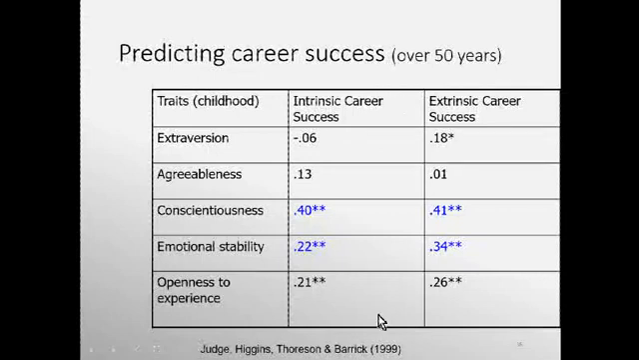So, let's look at a real-world example from a paper by Judge and collaborators, looking at the effects of personality on career success over a span of 50 years, class. So we have here childhood measured personality traits and subsequent career success. Now, extrinsic career success, class, is career success that is more objective, yeah? How many times have you been promoted? How high have you gone up the organizational hierarchy? Is your job prestigious? And so on.